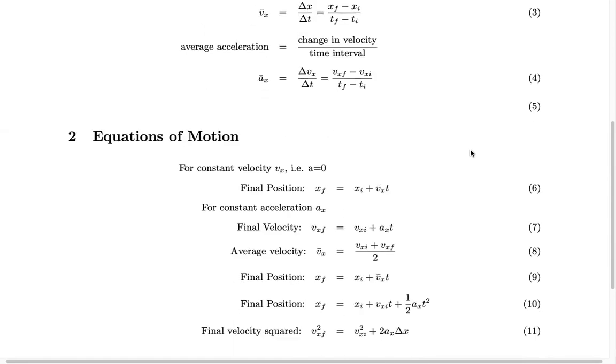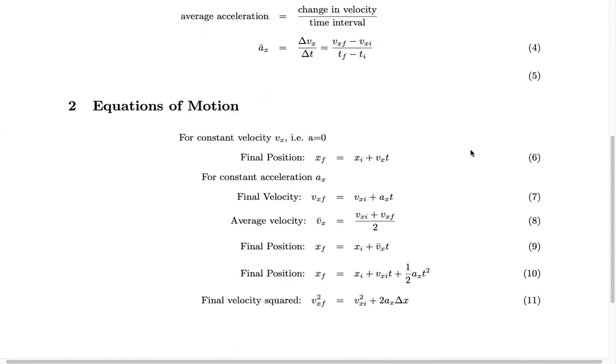Now we're going to discuss some equations of motion. Now for a constant velocity, Vx, that is, there is no acceleration. Acceleration is equal to 0. The final position, X final, is equal to the initial position plus the velocity in the X direction times T.